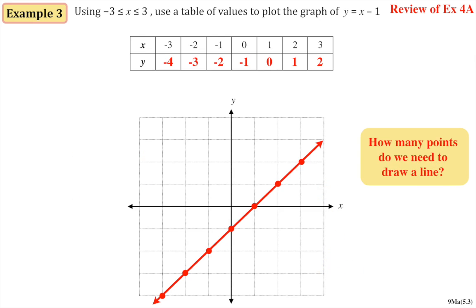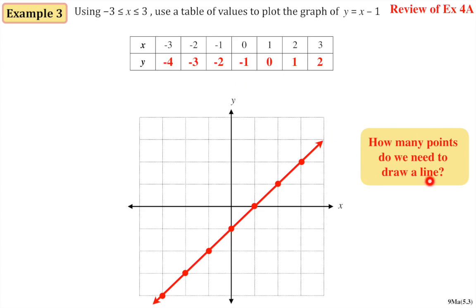Now, last class we also graphed lines. Remember, we had tables of values and we saw this funny symbol here, -3 is less than or equal to x is less than or equal to 3. That just means in the table go from -3 through to +3. See how I have a -3 and a +3? So put -3 into the rule. Y equals -3 minus 1 gives -4, and you do the same to the other numbers. Plot the points, join them, there's our line.